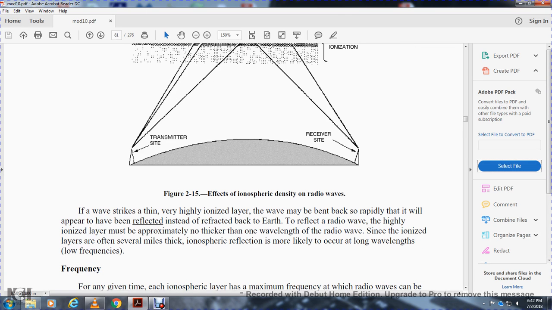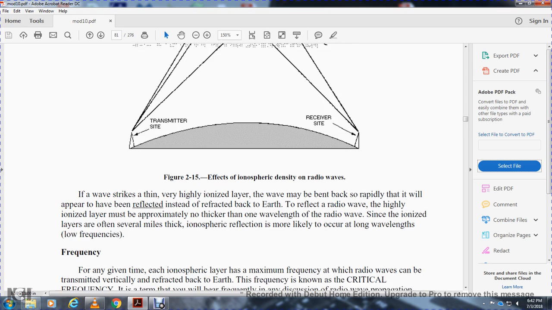If the wave strikes a thin layer with very high ionization, it may be bent back so rapidly that it appears to have been reflected instead of refracted back to Earth. For reflection of radio waves, a highly ionized layer must be no thicker than approximately one wavelength of the radio wave. Since the ionized layers are often several miles thick, this is more likely to occur with the longer wavelengths.